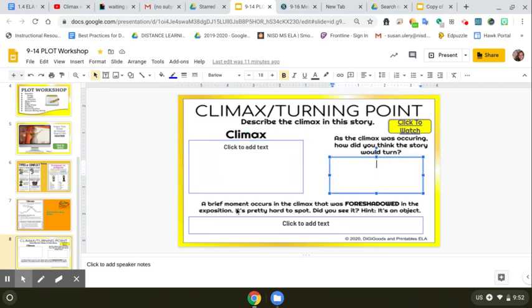And then just a brief moment occurs in the climax that was, here's a new term, foreshadowed in the exposition. It's pretty hard to spot. Did you see it? Hint, hint. It's an object. Okay, so think about that, guys. We'll talk about it tomorrow.